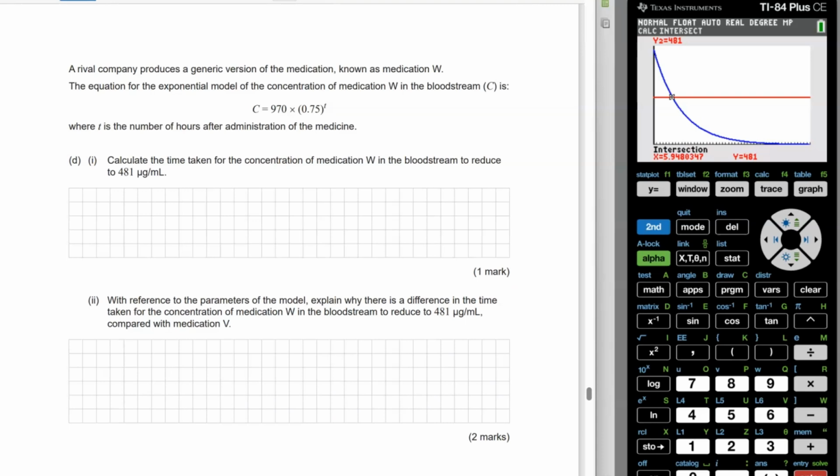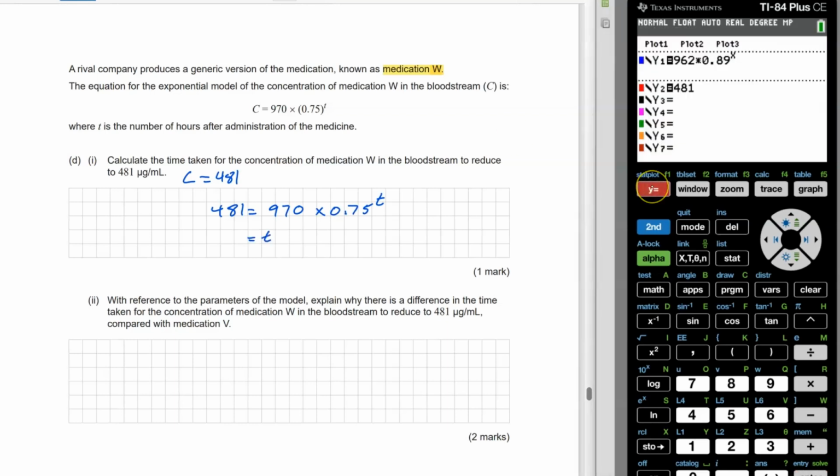This is a different company. So now we're not talking about medication V, it's now medication W. And I've got a new exponential equation to describe that concentration over time. Calculate the time taken for this concentration in the bloodstream to reduce also to that 481 level. So C again is 481, but this time it's going to be 481 is equal to the 970 times 0.75 to the power of t.